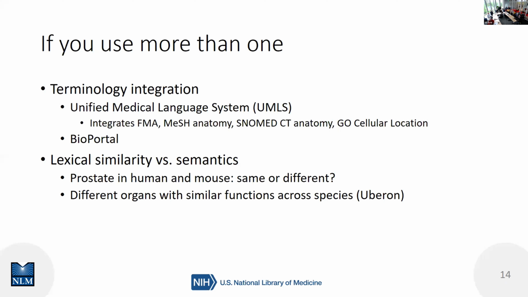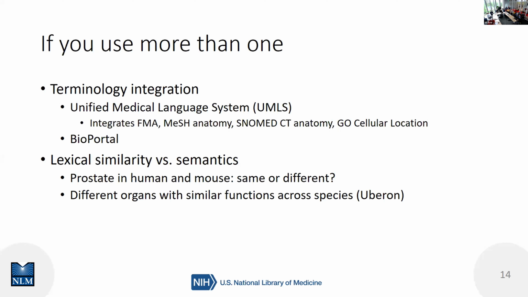Of course, lexical similarity, which is a lot of what drives synonymy in UMLS, not the only thing, but a lot of what drives it, is not always what you want. Depending on your use case, you may think of prostate in human as being the same thing as prostate in a mouse or not, because it turns out that the mouse has 5 prostates. And most humans only have one, thank God. So is it the same thing or is it different?